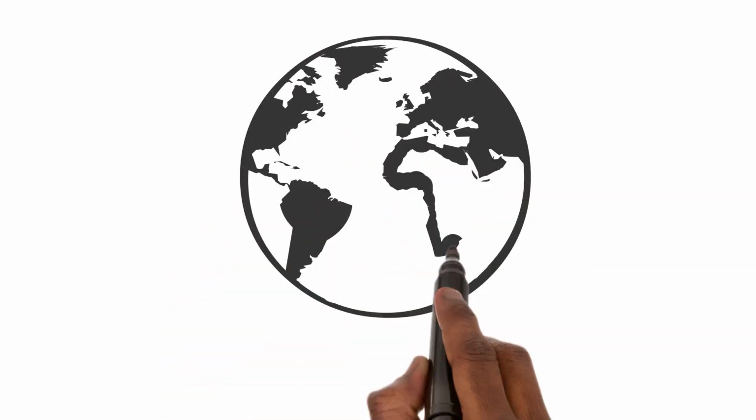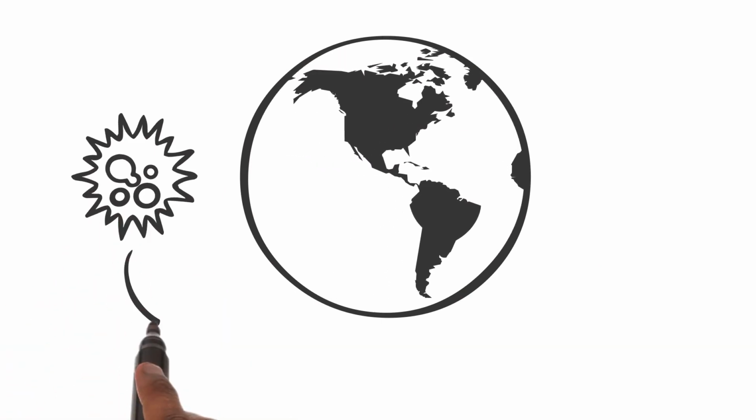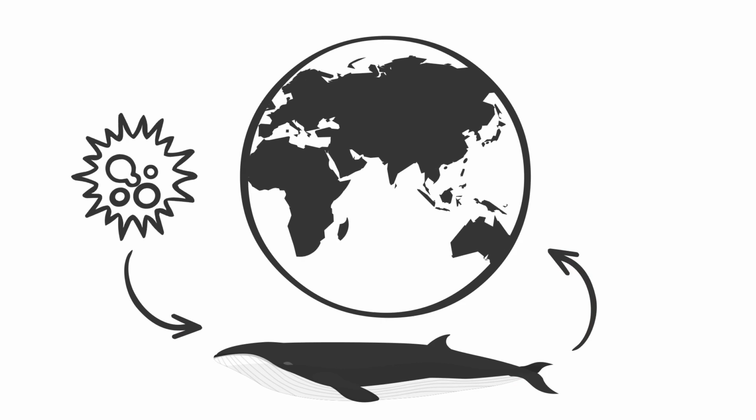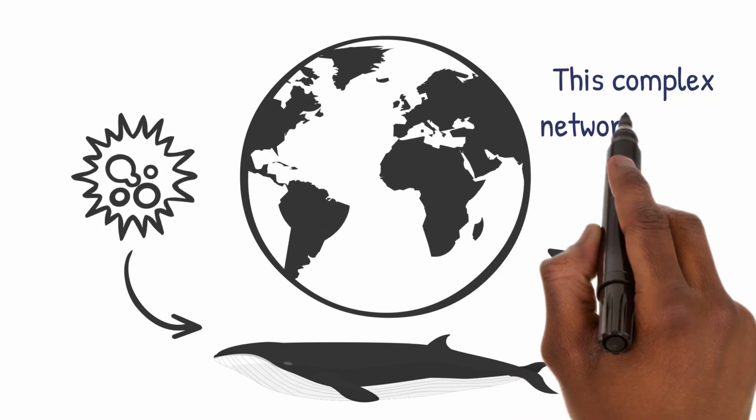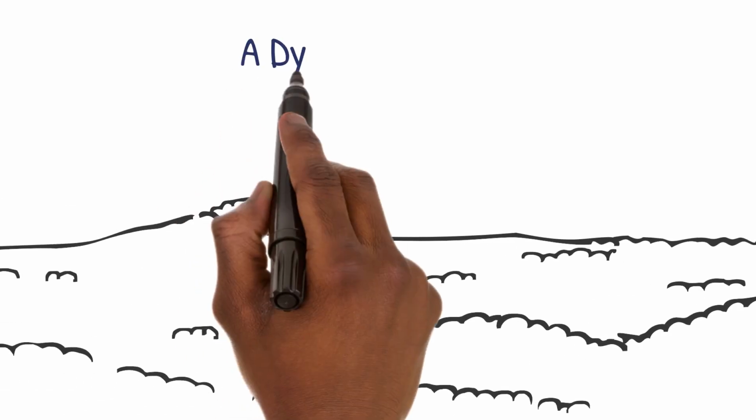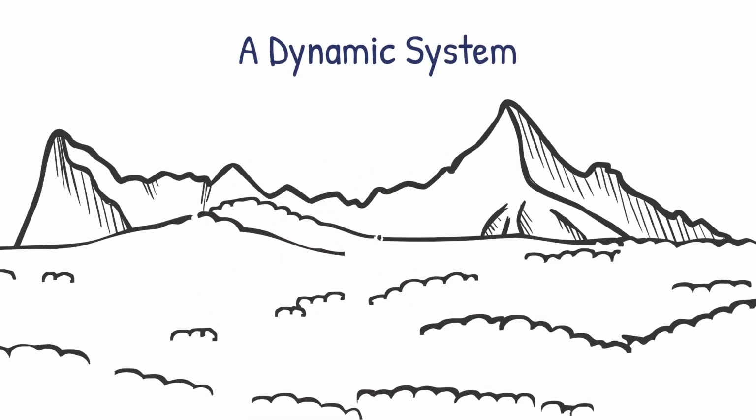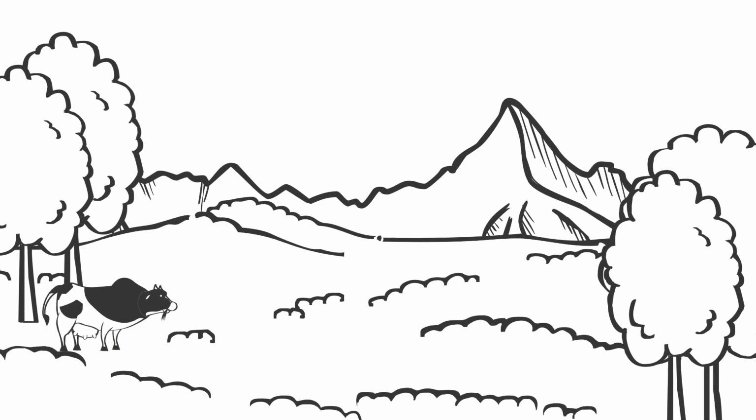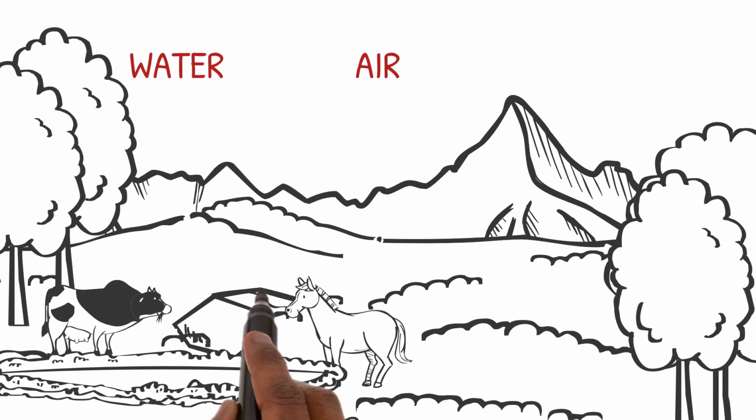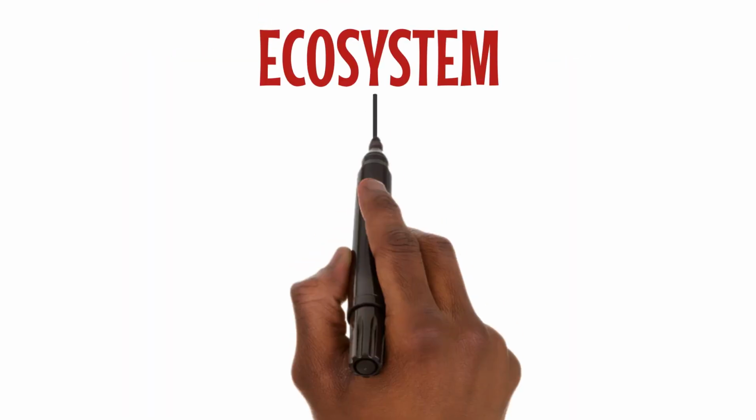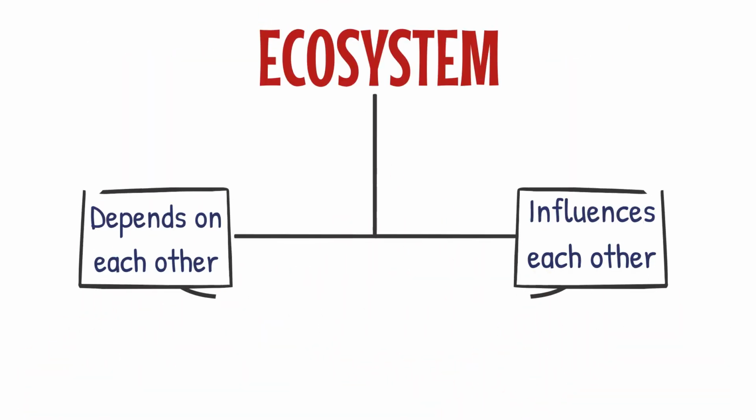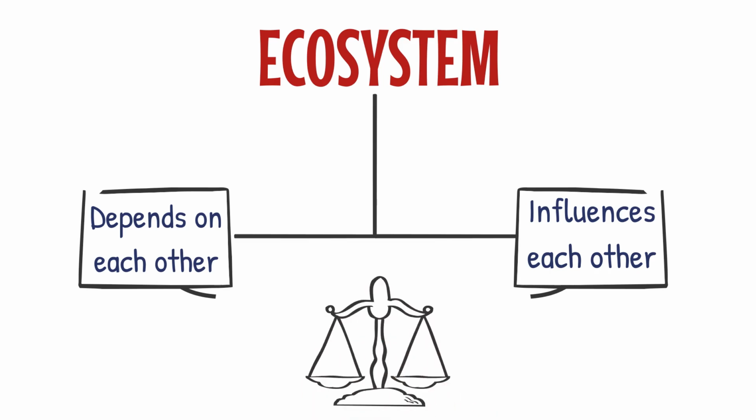Imagine a world where every organism, from the tiniest microbe to the largest whale, interacts with its environment. This complex network is what we call an ecosystem. It's a dynamic system, a community where living beings like plants, animals, and microbes interact with non-living elements such as water, air, and minerals. Every part of an ecosystem depends on and influences every other part, creating a delicate balance.